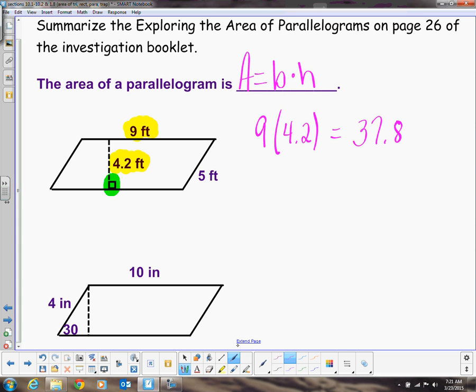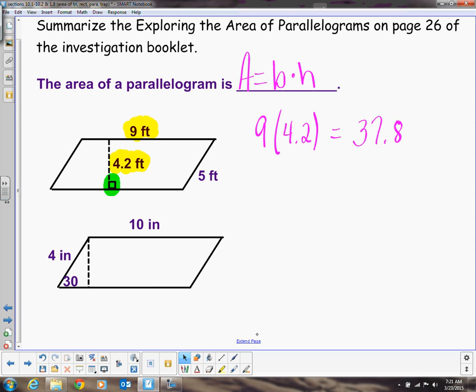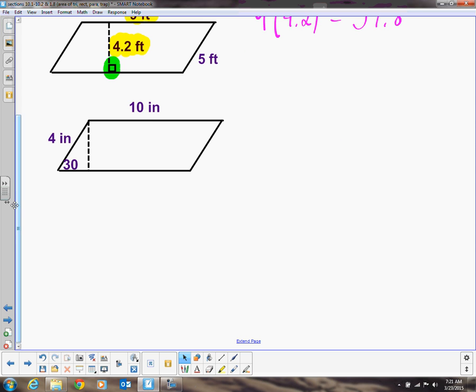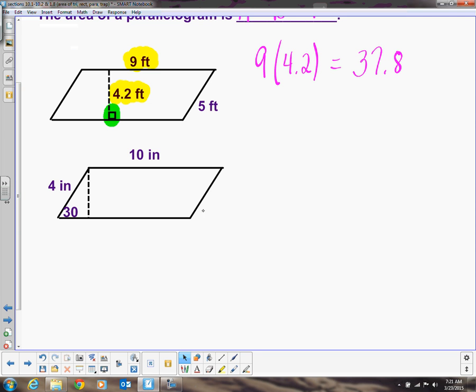Okay, so now I wrote your test, but I haven't finalized your test because I really need to see. I really would like to give you problems like this. Okay, so this is perpendicular. What's the base? 10. Okay, what's the height? We do not know, but that is the height right there. So what are you going to work with?